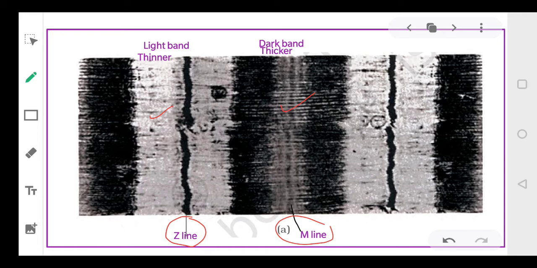The light band is also called the thinner band and the dark band is also called the thicker band. So there is an alternate light and dark, light and dark. In this manner, light and dark bands are arranged in a muscle fibril. Have you understood, dear students? Where is Z line? In the light band. And where is M line? In the dark band. Which one is thinner? The light band is thinner and the dark band is thicker.